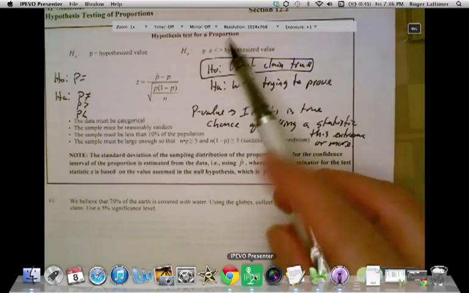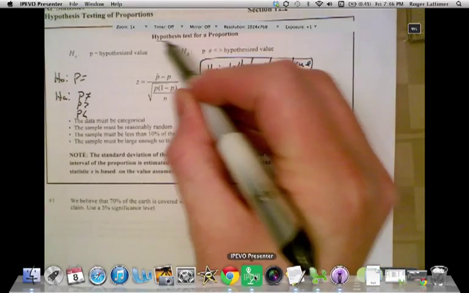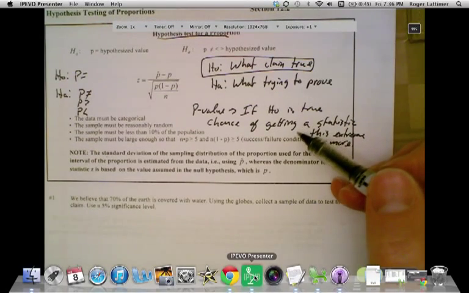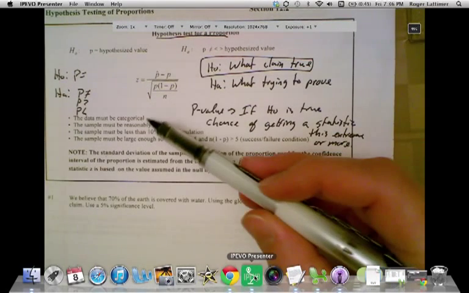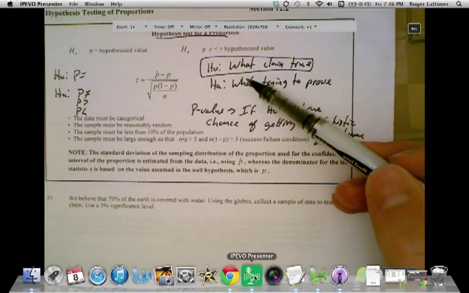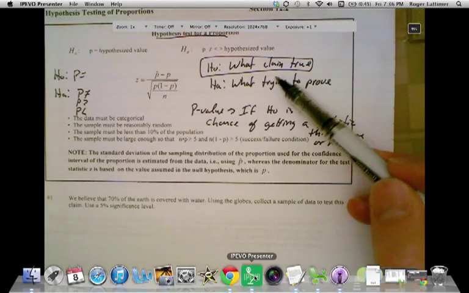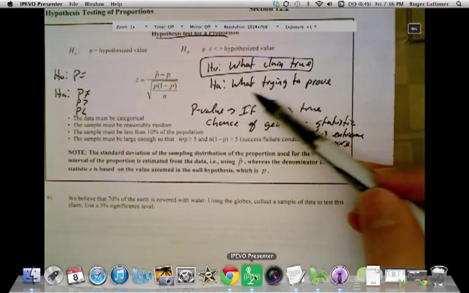First of all, doing a hypothesis test for a proportion, we want to test some claim about the population proportion as to what's going on, and that's why this first thing says data must be categorical. You fall into a category or not. I filled this out before. Our null hypothesis is what we claim to be true. Our alternative hypothesis is really what we're trying to prove.